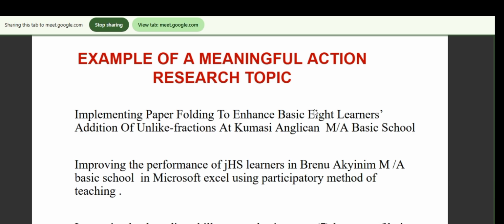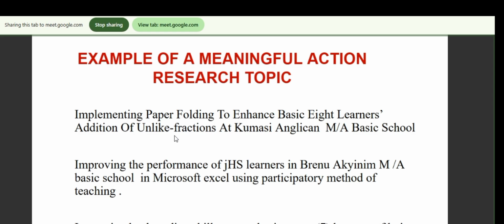So Basic 8. So here I'm focusing on what? JHS. Then I also said that you have to look at the intervention. What are the methods that you are using to solve it? So my research topic has an intervention. The intervention is implementing paper folding. The paper folding here is explaining the best ways or the solutions that I am going to use to solve unlike fraction. So the paper folding method here becomes my intervention that I'm using to solve the unlike fraction.